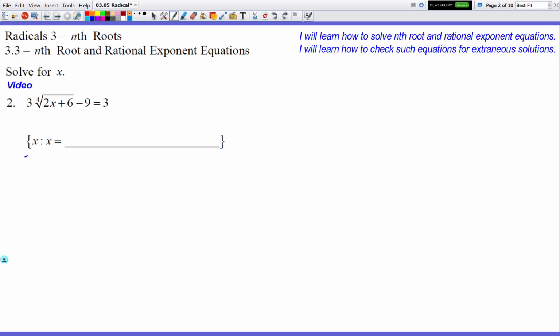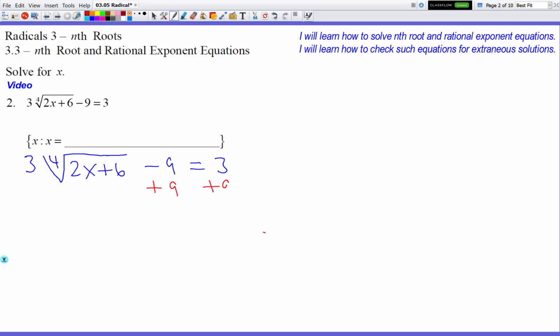So 3 on the outside, 4th root radical of 2x plus 6, and then minus 9 equals 3. Okay, so let's get rid of the things that are outside of the radical. So let's get rid of our 9 first. So add 9 both sides.